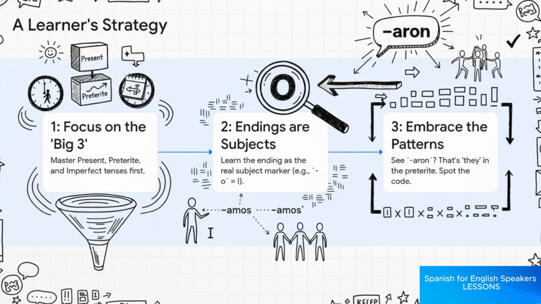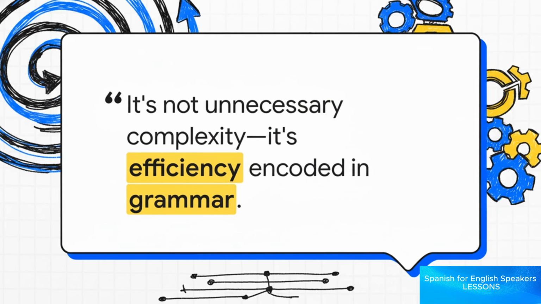So let me give you 3 pro-level tips to make this way easier. First, don't try to learn everything at once. Just focus on mastering the big 3 tenses. That's present, preterite, and imperfect. They'll cover most of your daily conversations. Second, change how you think. Start training your brain to see that little O ending and immediately think I. The ending is the subject. And finally, look for those patterns. When you see "on" at the end of a word, your brain should instantly fire, they did something in the past.